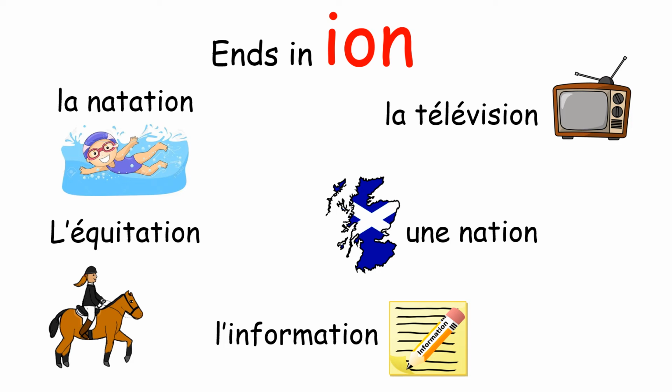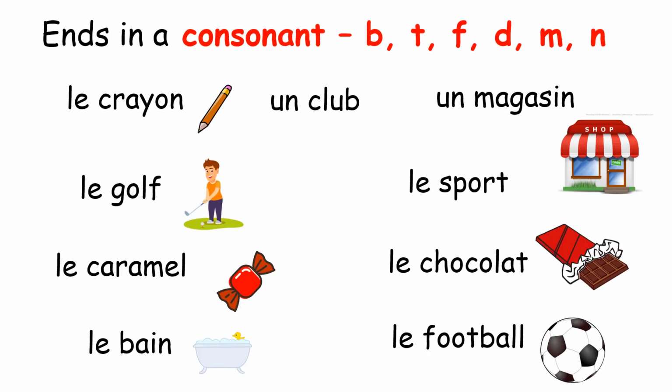ION is also another common ending of feminine nouns in French. So la natation, swimming, la télévision, l'équitation, horse riding, une nation, l'information. So this ION ending tends to tell us that a word is feminine as well. So we'll look at the masculine words now.